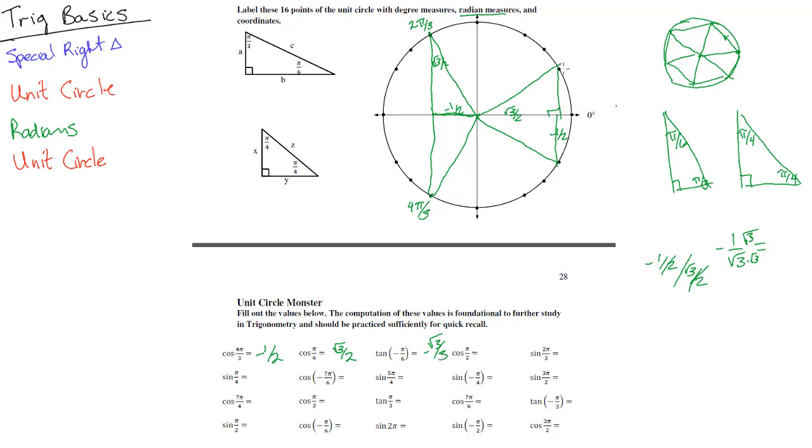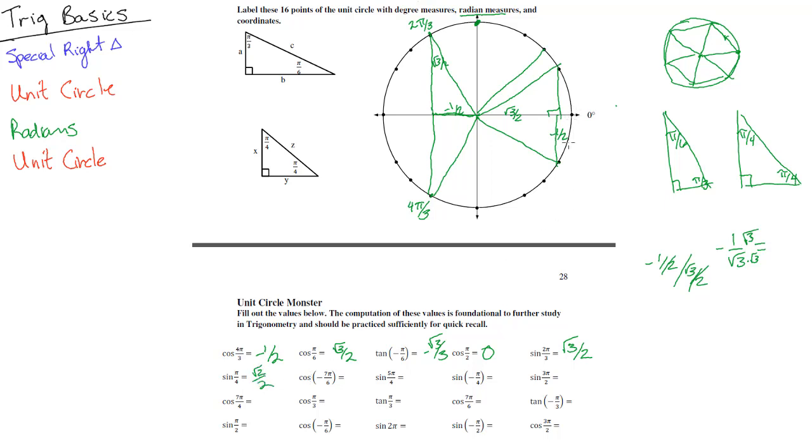Cosine of pi over 2, so pi over 2 is right here. Cosine of that is the x value, so it's 0. Sine of 2 pi over 3, so we already saw where 2 pi over 3 is. Sine is the y value, square root of 3 over 2. Sine of pi over 4. So yeah, right up there, it's a 45, 45, 90 triangle, square root of 2 over 2.